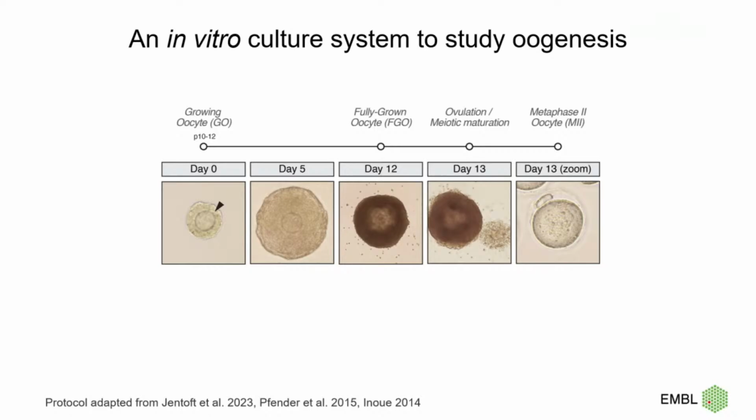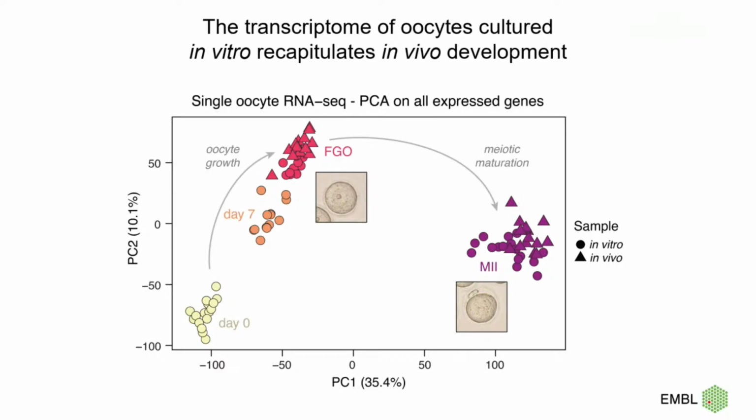And this is a very epigenetically important phase for the oocyte, because it's the time during which the epigenomic landscape of the fully grown oocyte is being established. So if what we want to study is oocyte epigenetics, this is the time window that we want to target. And this system is really powerful because it also faithfully recapitulates what happens in vivo at the transcriptional level.